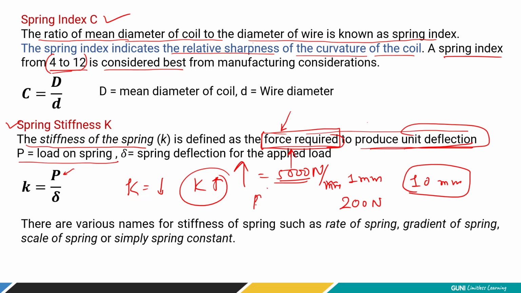This is the case of a railway wagon, right? So based on the stiffness value, you can conclude how much force it can resist or take, right?